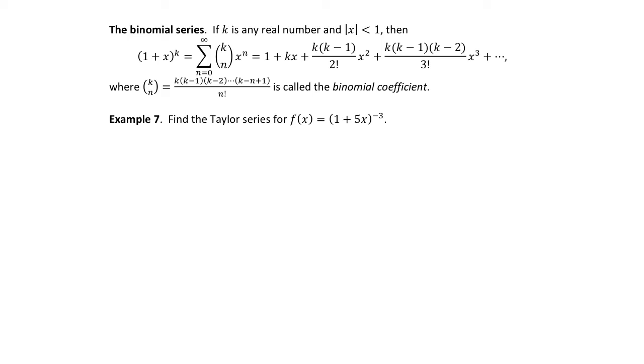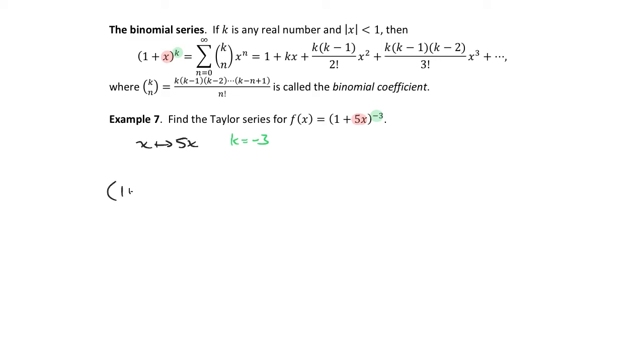For this example, we'll just write out what the terms will look like. The analysis with the factorials will be very similar to what we did in the previous example. Here, we will acknowledge that we have replaced x by 5x. Our formula says we can look to see what happens with 1 plus x, but we have 1 plus 5x, so we've made that little substitution. We also need to know the value of the exponent. Our exponent is negative 3, so k is equal to negative 3. Okay, and so we're ready to roll.